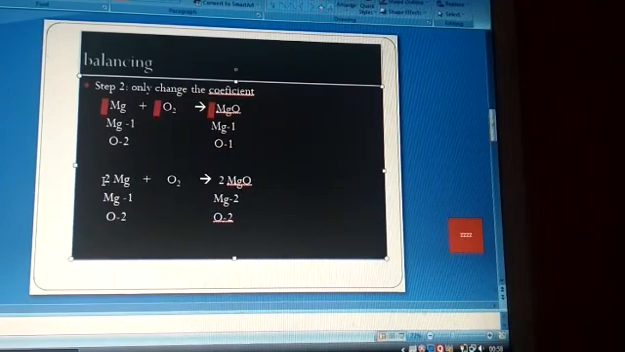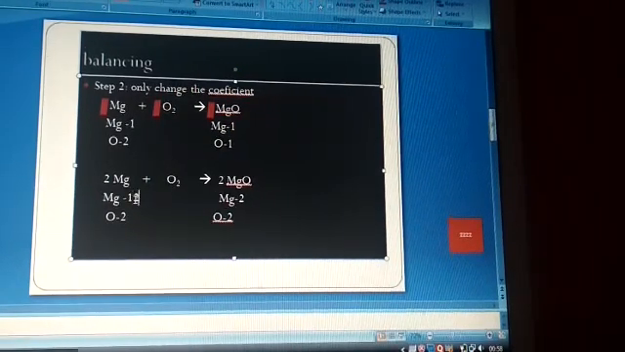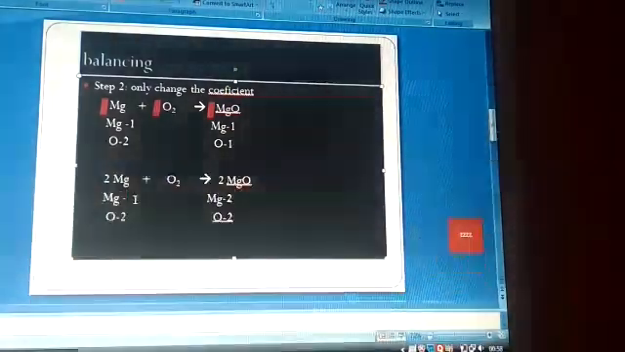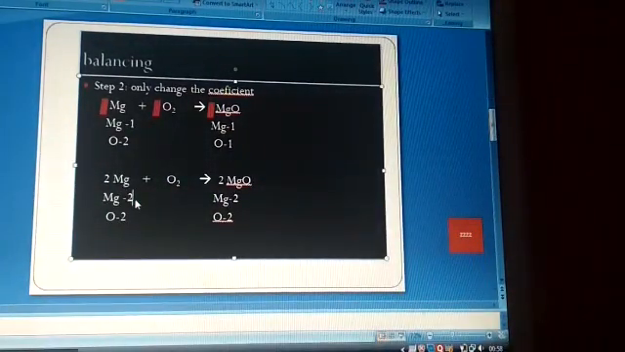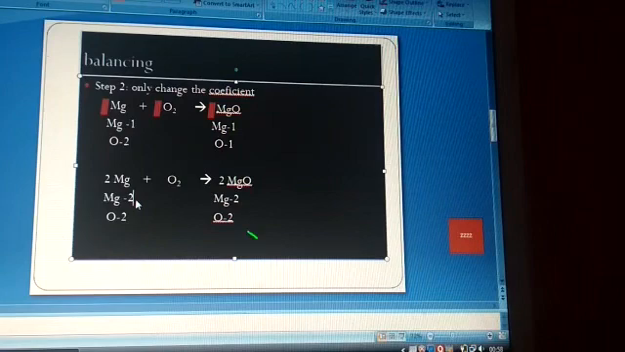So now magnesium becomes 2 on the reactant side, whereas on the product side also it is 2. For oxygen also there are 2 atoms on the reactant side, and the product also has 2 atoms. So this equation is balanced here.